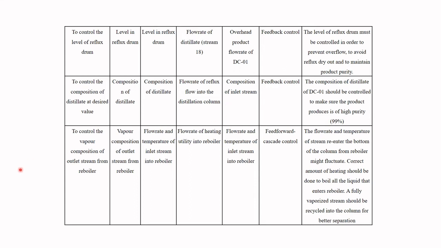Furthermore, it is important to control the vapor composition of the outlet stream from the reboiler that enters the distillation column. The flow rate and temperature of the stream re-entering the bottom of the column from the reboiler might fluctuate. Correct amount of heating should be done to boil all the liquid that enters the reboiler. A fully vaporized stream should be recycled into the column for better separation.